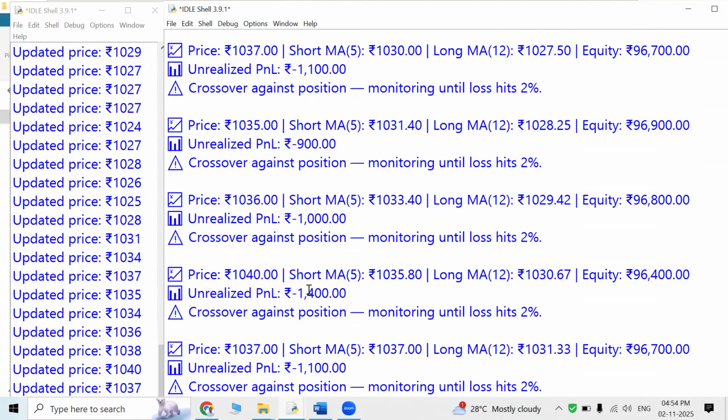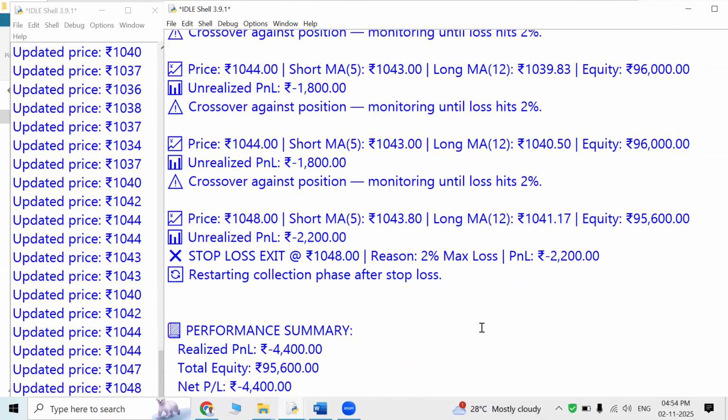Okay, if it reaches 1046, then the algo might book the profit or loss based on the crossover. Still, the crossover is against us. Okay, I think we are going to book one more loss. The crossover is still against us. The beauty of algo is, okay, it has booked the loss.